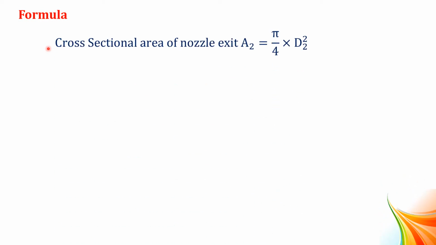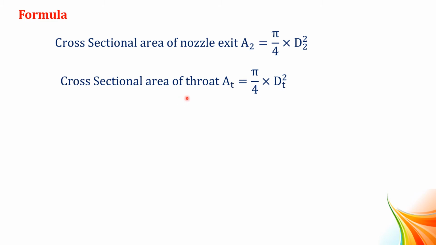For solving this problem, we have to know the following formulas. The first one is the cross-sectional area of nozzle exit A2 equal to pi by 4 into d2 square. So in this equation, if we know the value of A2, then we can find out the value of diameter d2. Similarly, cross-sectional area of throat AT equal to pi by 4 into dt square. So here if we know the value of AT, then we can find out dt. For calculating the value of A2 and AT, we have to use the mass flow rate equation.